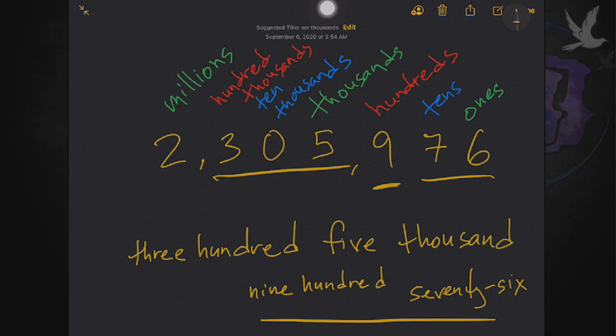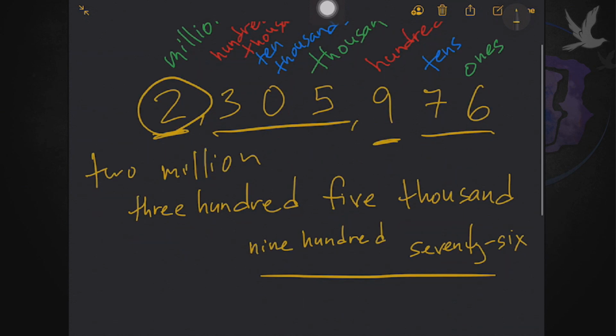Okay, so going to the next family, we have the millions. And since we only have this digit over here, 2, which falls under the millions place, all you have to do is just to write 2 and add the place value, which is million. So reading the number entirely, this is 2,305,976.